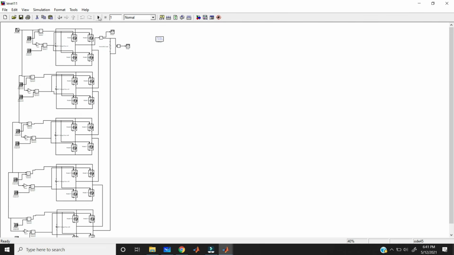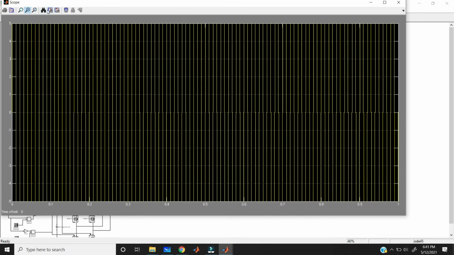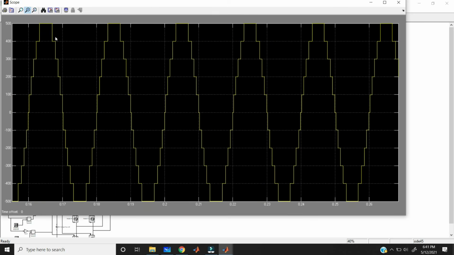Now run your circuit, open the scope to see the waveforms. So now zoom this one. These are the 11 levels we are getting. Here I am taking the 5 H bridges, means 500 volts. That's why I am getting 500 volts here. Positive 500, 400, 300, 200, 100, 0, minus 100, minus 200, minus 300, minus 400, minus 500. Like this you are getting the 11 levels.